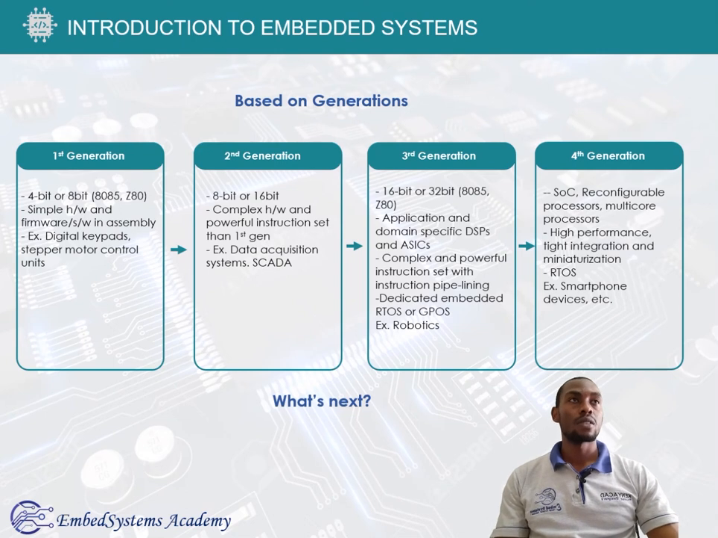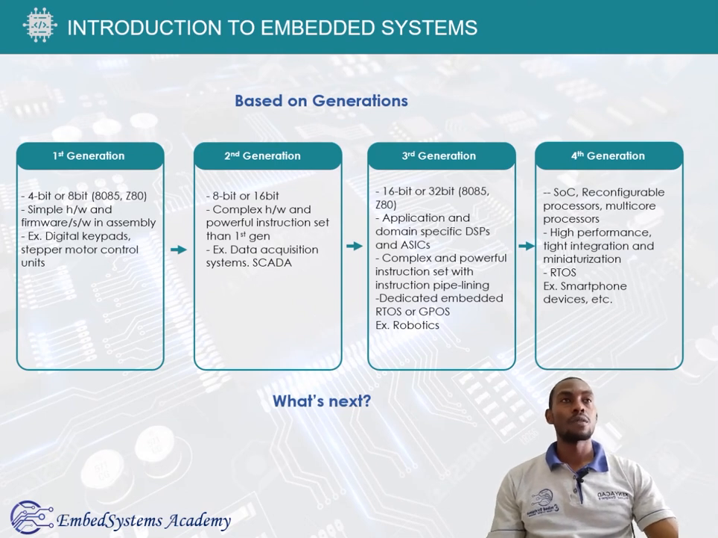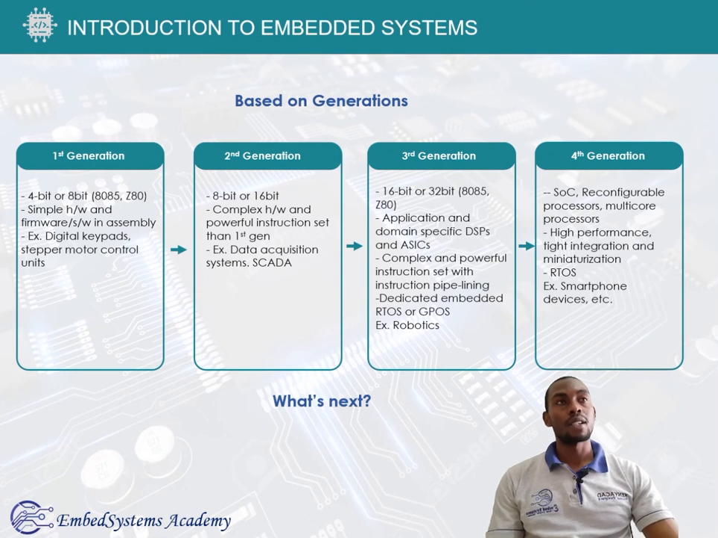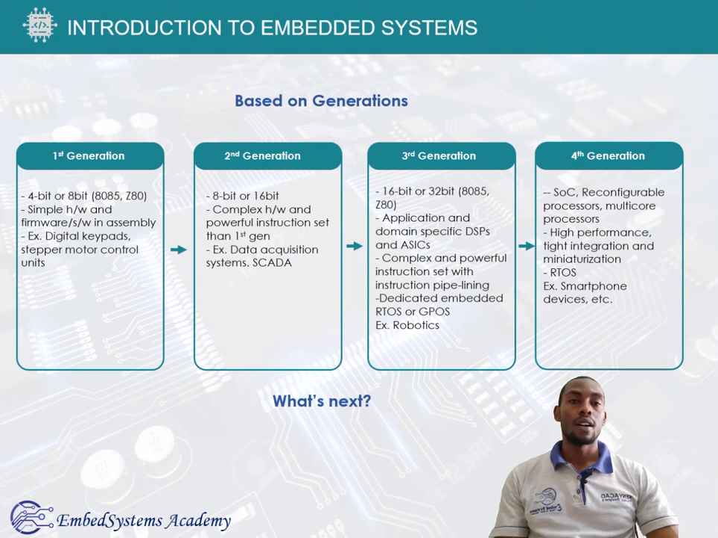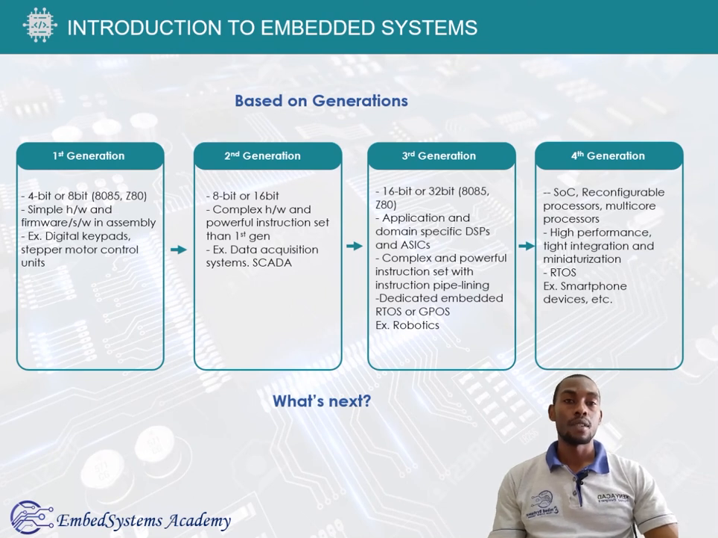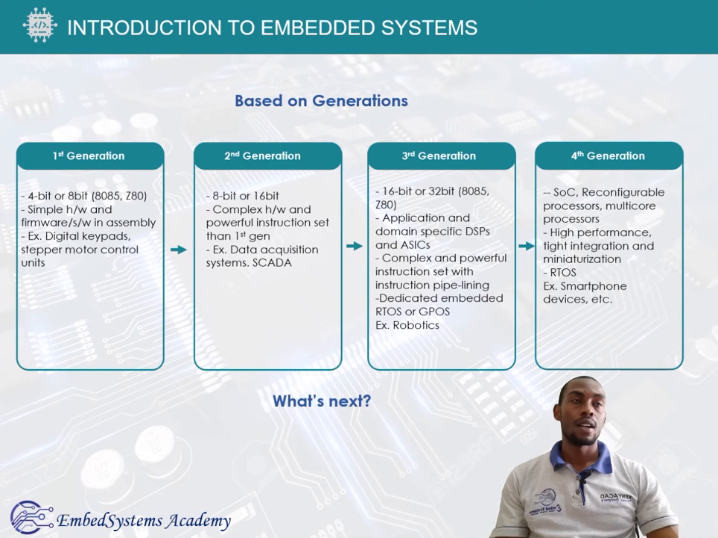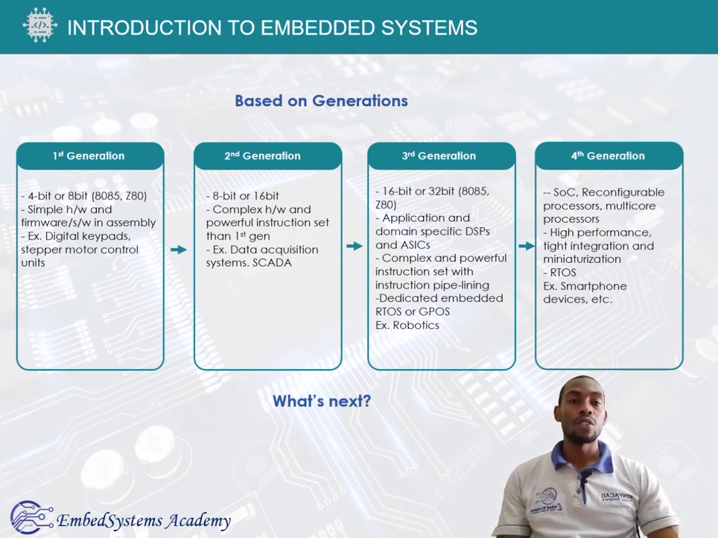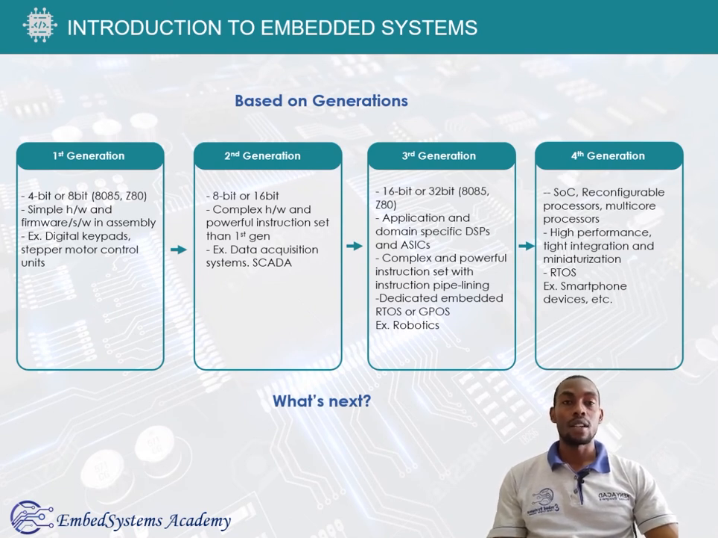Now, fourth generation embedded systems are composed of systems on chip. These are reconfigurable processors, and also there are multi-core processors. They have high performance and tight integration, and of course they include miniaturization. This is where we have very small systems or chips that can perform complex tasks. An example is your smartphone. Every day we are seeing smaller and smaller phones doing great tasks. In fact, some of them can do better than even your laptop and even PC.